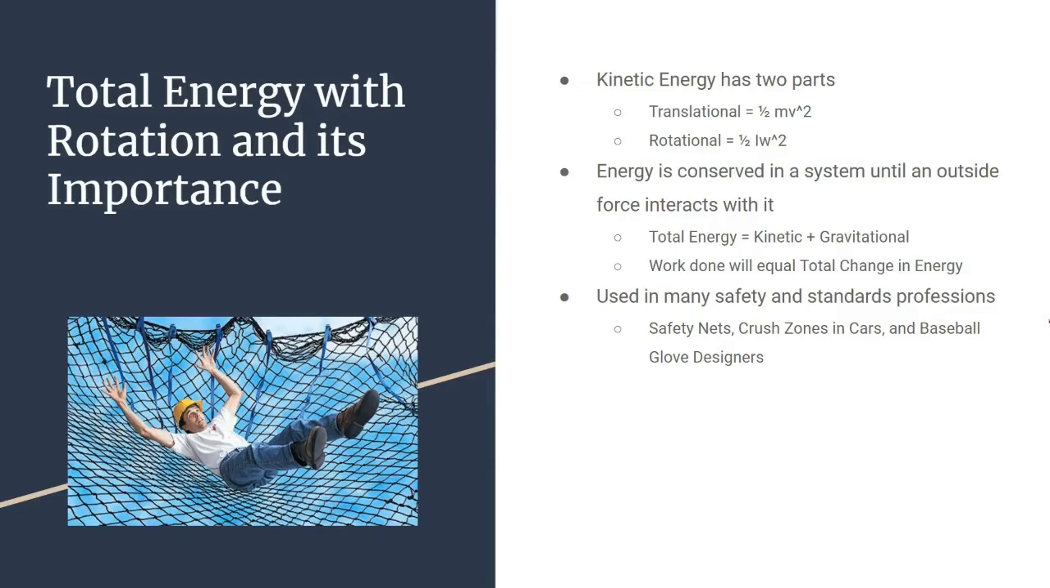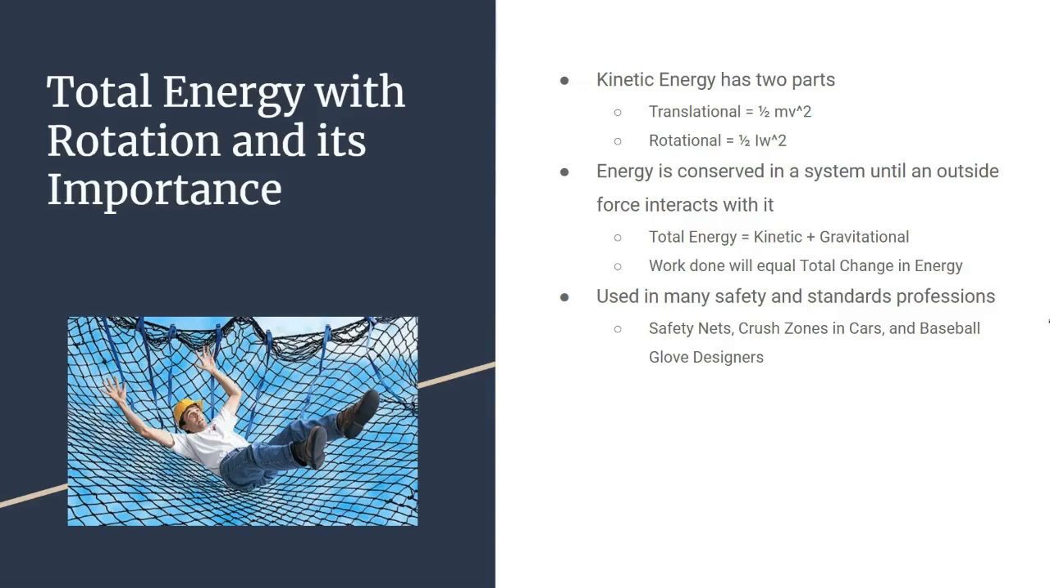This principle is used in many safety and standards professions, as they need to know the approximate total energy in the system and how much force they can enact on the object to safely stop the object. In safety nets, they approximate the total energy of a human falling, and they also know the approximate force a human can endure before they're injured, and that way they can calculate the distance that the net can expand so that the human is safe.